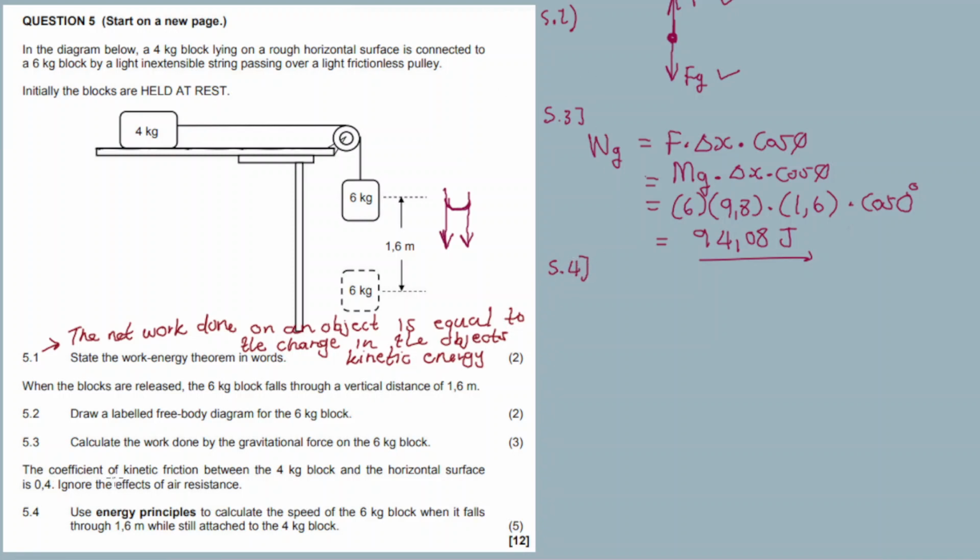5.4. The coefficient of kinetic friction between the 4 kg block and the horizontal surface is 0.4. Ignore the effects of air resistance. 5.4. Use energy principles to calculate the speed of the 6 kg block when it falls through 1.6 meters while still attached to the 4 kg block.